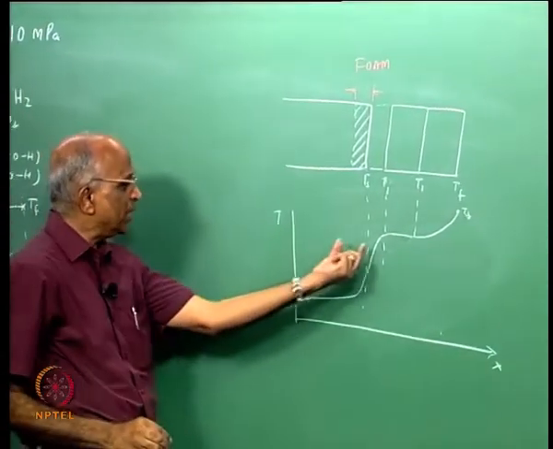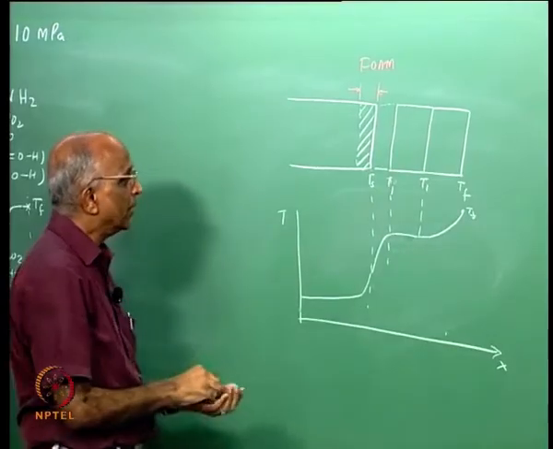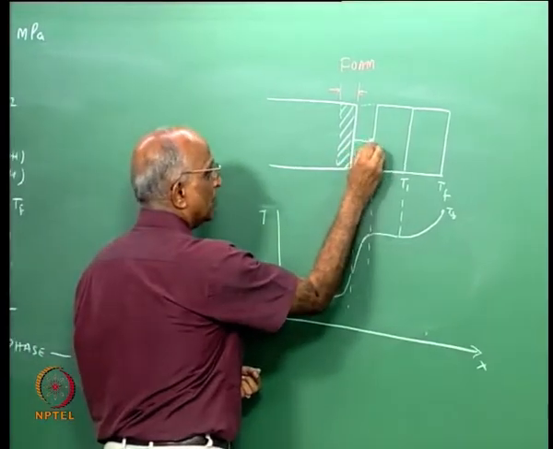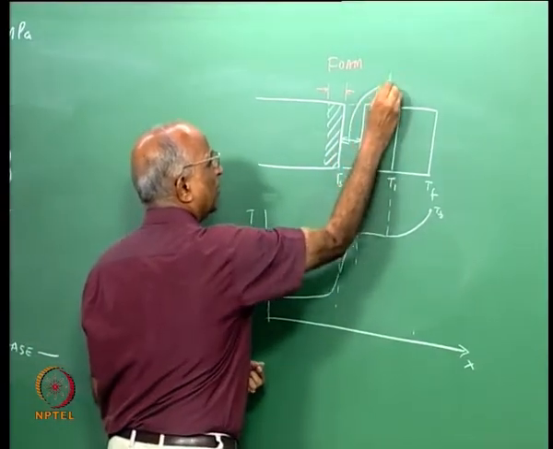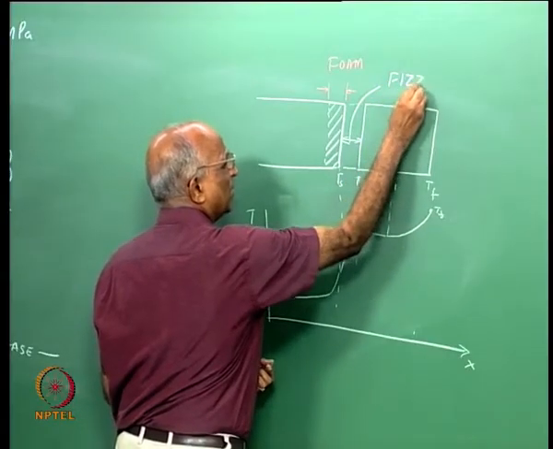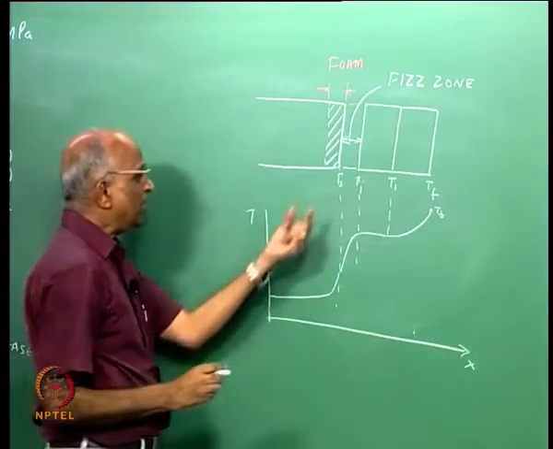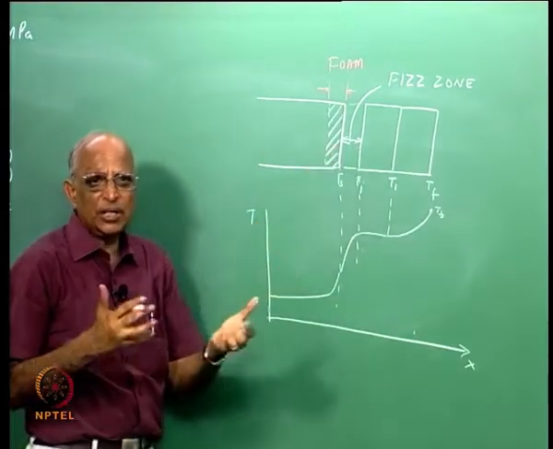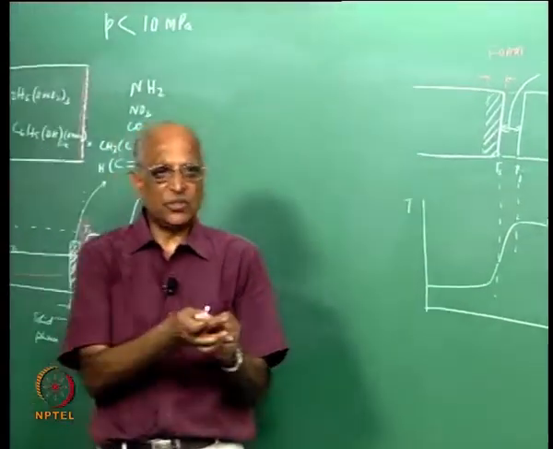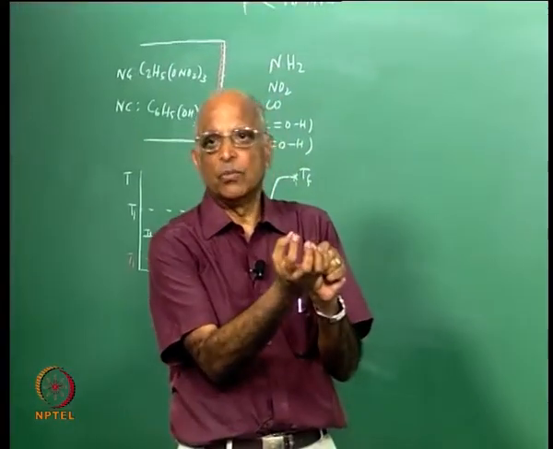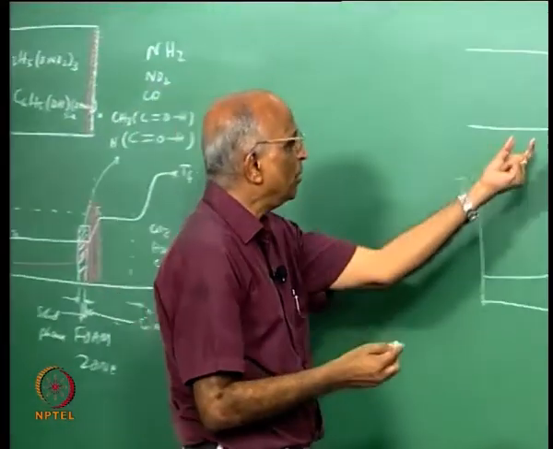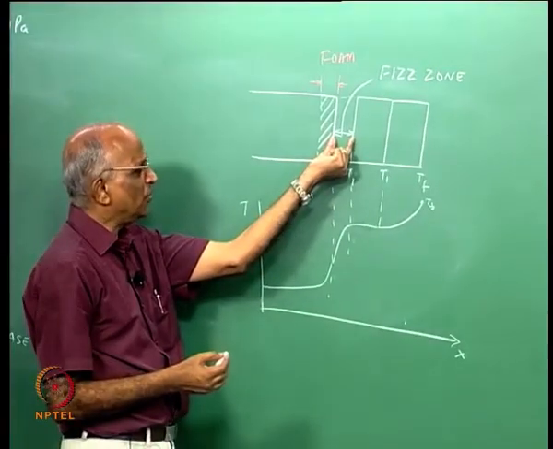The zone in which the initial temperature increases in the gas phase is known as the fizz zone, because you are having some reactions there. This is a very luminescent zone because chemical reactions are happening, just like we saw in the sparkler, some luminosity. This is a very luminous zone and this is known as the fizz zone.